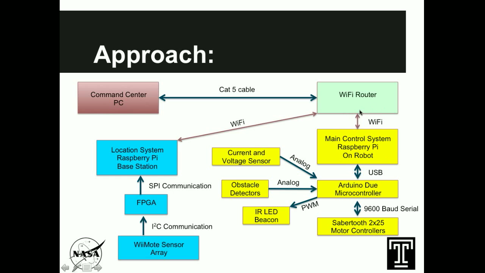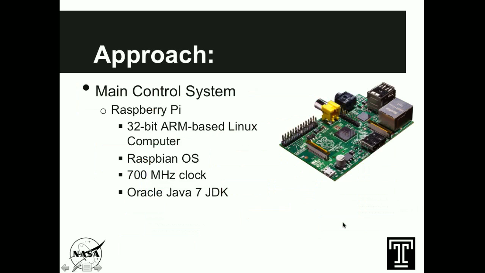And then also connected via Wi-Fi will be another Raspberry Pi that is the main control system for the entire robot, that's going to be on the robot. Also connected to this system will be our Arduino that's reading in information from our obstacle sensors and power sensors. And also we will have our motor controllers connected here.